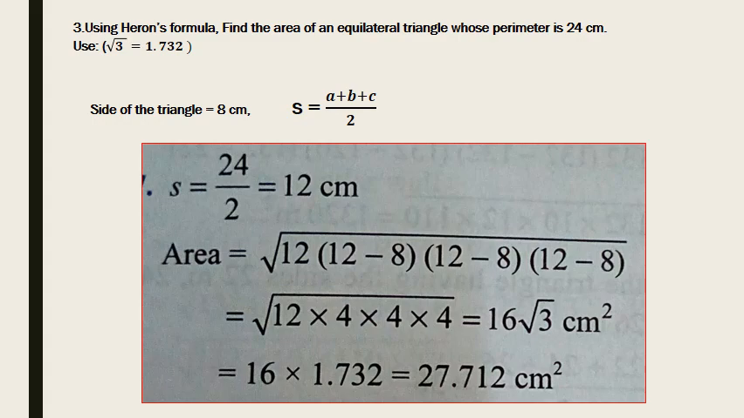In the question it is given, use the value 1.732 for root 3. That is root 3 is equal to 1.732. Now we can apply the value for root 3 in the answer. So 16 root 3, so 16 into 1.732, that is equal to 27.712 centimeters square. So this is the area of the given equilateral triangle.